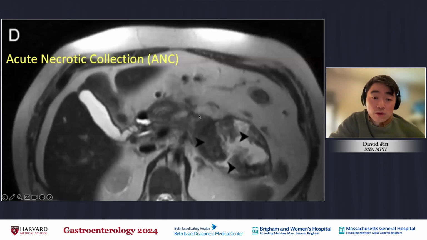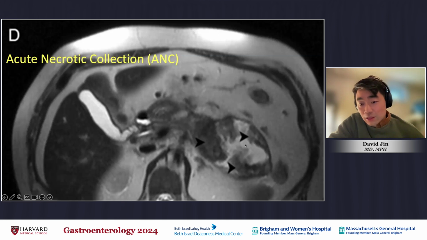If you were to obtain an MRI of a patient with acute necrotizing pancreatitis, this really highlights how heterogeneous the collection is. The bright areas on this T2 weighted sequence represent liquid, whereas the darker areas represent necrotic debris.